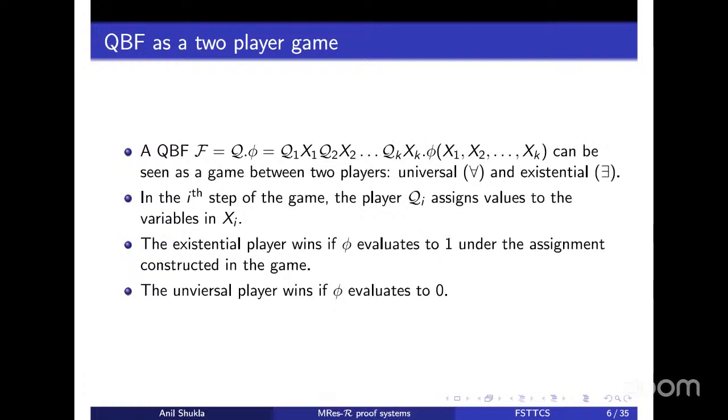As I have said, this is nothing but a two-player game. At the ith iteration, the Qi player, existential or universal, sets values to Xi. The existential player wins if at the end the assignment that has been created satisfies the CNF formula. Otherwise, the universal player wins.